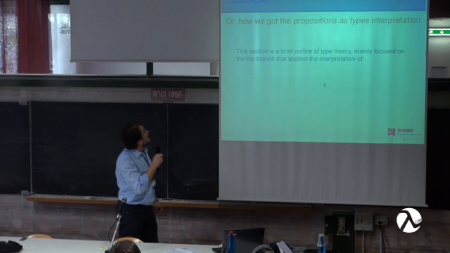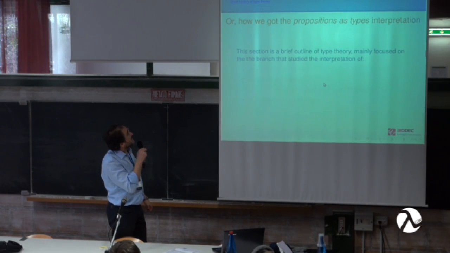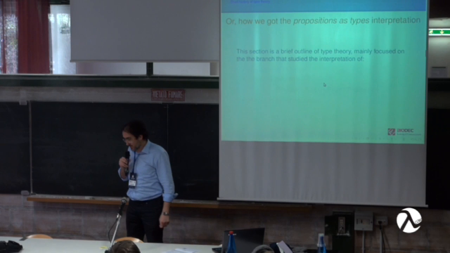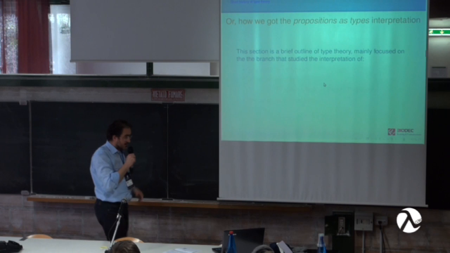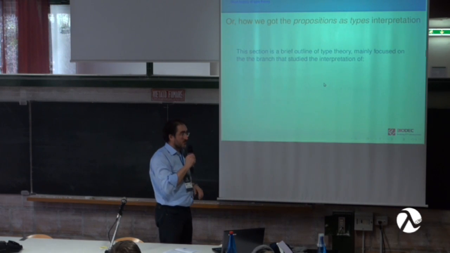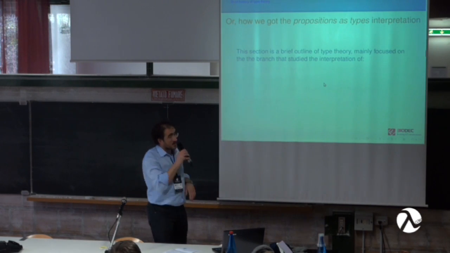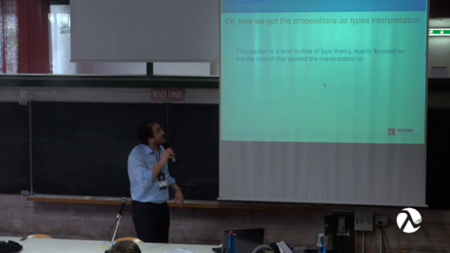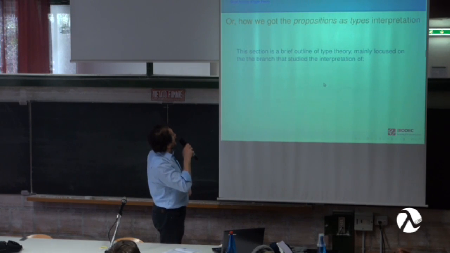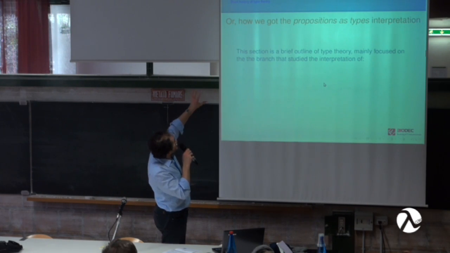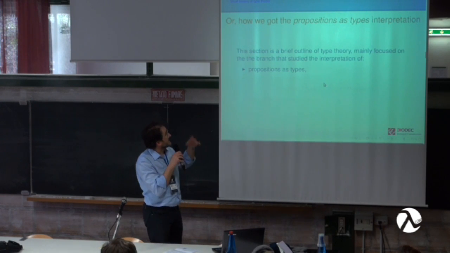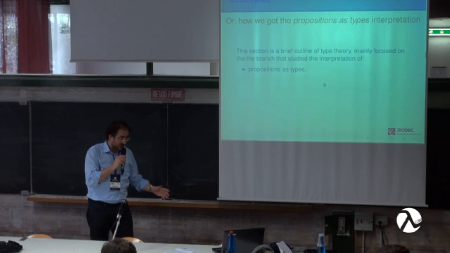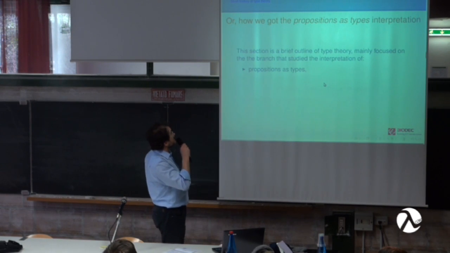How do we get there? So how do we get to theories that try to explain how types are built, how types work, etc.? Type theory is a branch of mathematics, computer science, mathematical logic, it doesn't matter.